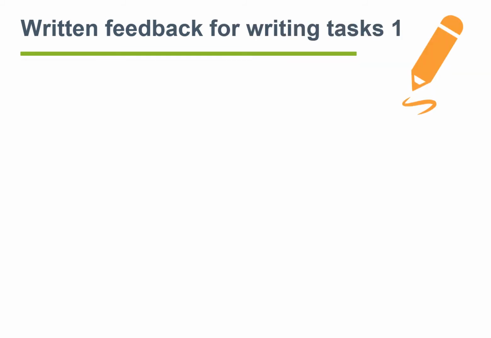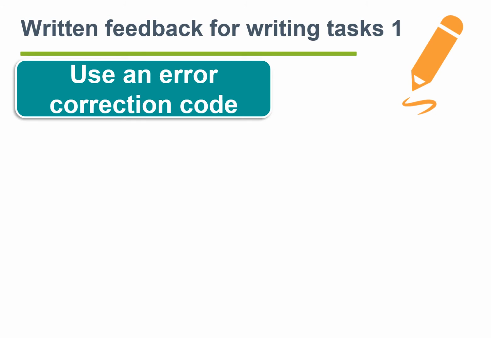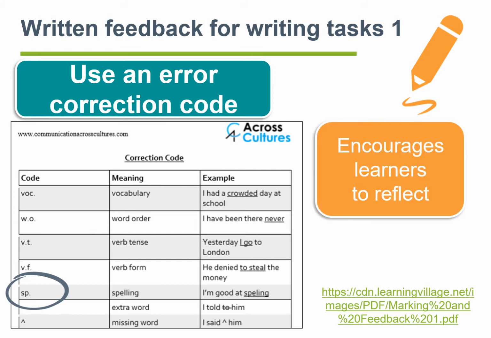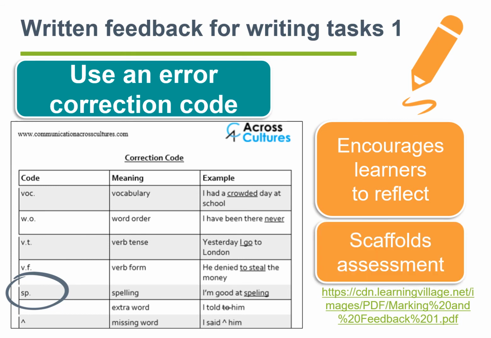One way you can support your learners when giving feedback on a writing task is to use an error correction code. Here's an example from Across Cultures, which is available through Learning Village. For example, if you spot a problem with spelling in your pupil's writing, you can underline it or highlight it in a different colour and write SP next to it. Error correction codes are a good assessment for learning tool which encourages learners to reflect on their writing and helps to scaffold assessment.